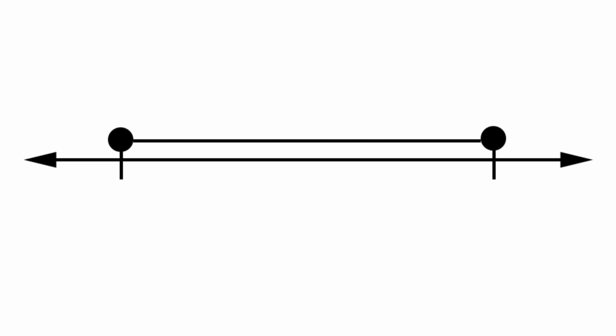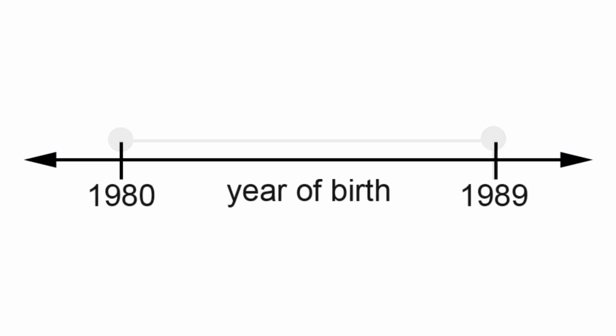Let's do an example. We'll do the 1980s example. In this case, we'll include the endpoints. And on the number line, I'll draw filled circles over 1980 and 1989 and the line between. This indicates the endpoints are included, and we want to test for a value within that range.